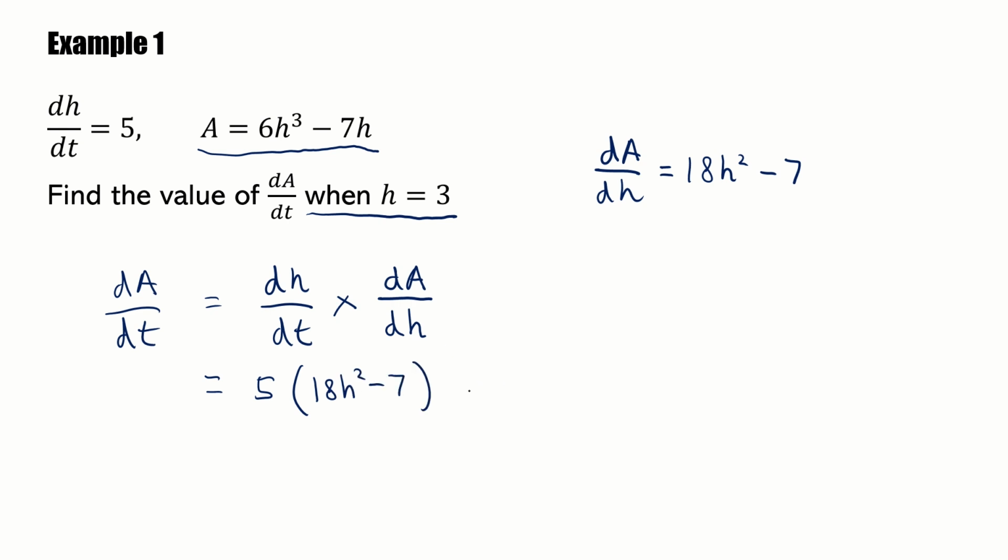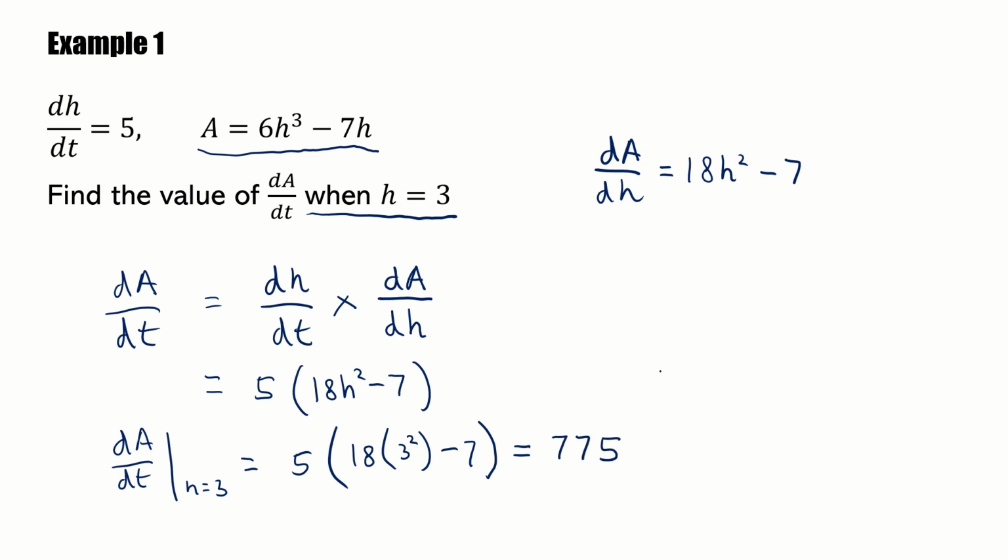And then that is dA over dt, but we want to find dA over dt when specifically h is equal to 3. So dA over dt at h equals 3 is going to equal 5 lots of 18 times 3 squared minus 7, and we've just got to type that all into the calculator. So that will be 9 times 18, which is 162, take away 7 is 155, which would be 775, I believe.